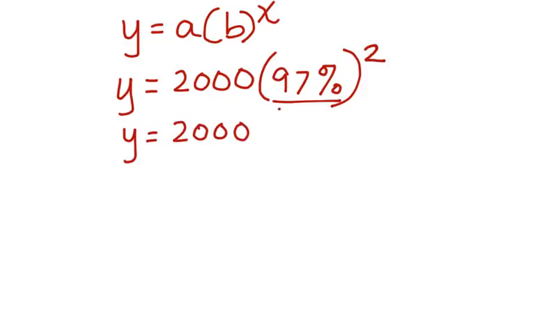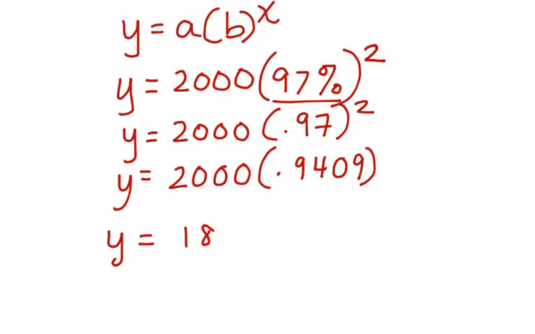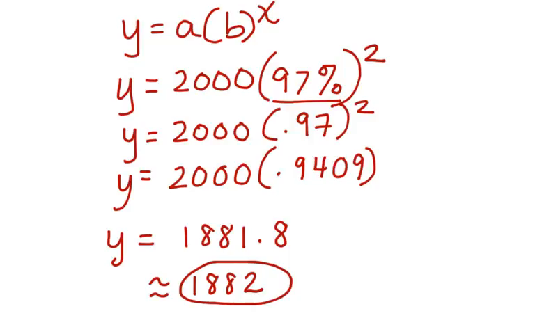Y equals 2,000 times 0.97 squared. Y equals 2,000. We'll bring that down. When we square 0.97, we end up with 0.9409. We multiply that by 2,000, and we have y equals 1,881.8. We can round that up to say that approximately 1,882 people would still be attending the amusement park after 2 days in October.